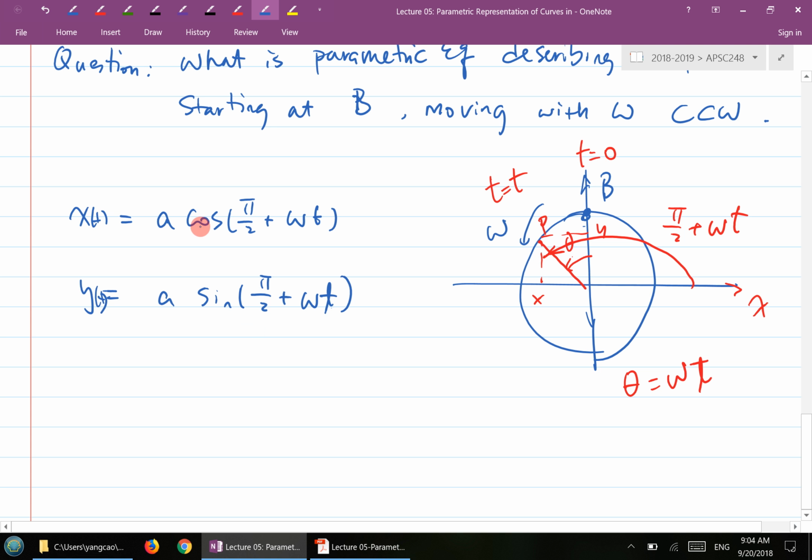Very good point. Can x equal a times sine and y become a times cosine? Yes, it absolutely can. But what does that mean? I want you to think twice: mathematically it works, but what does it describe here? Before we move on, let's do a little simplification. Cosine of (90 degrees plus omega t) can be simplified to negative sine omega t, so x is negative a times sine omega t. And y can be simplified to a times cosine omega t.